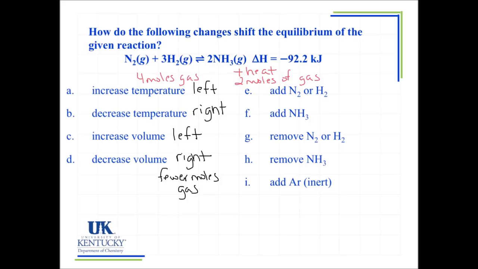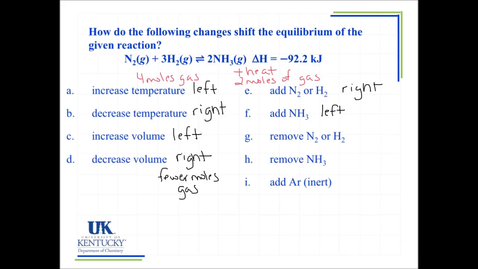Now I'm going to look at adding nitrogen or hydrogen, and here I see that nitrogen and hydrogen are both reactants. If I add more reactant, the system goes, wait a minute, we've got too much reactant, I need to get rid of some of it, and the reaction is going to shift towards the right to minimize the effect of that added reactant. If I add NH3, it's going to say, now we've got too much NH3, I need to get rid of some of that NH3, and the way it gets rid of that excess NH3 is to shift towards the left, toward the formation of more reactant.